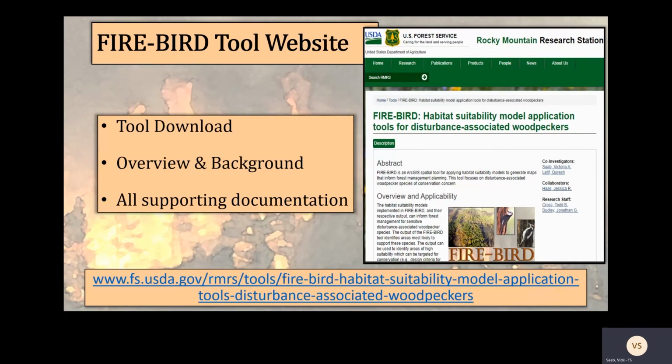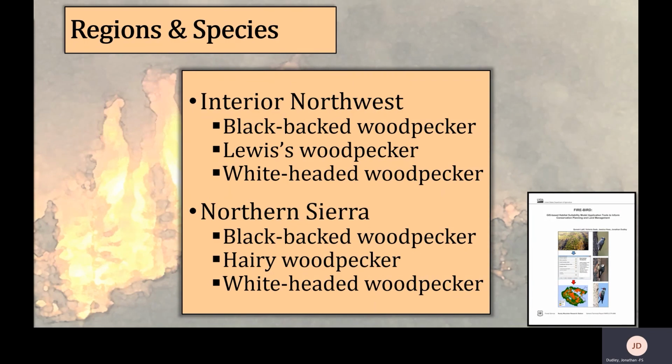You can access the tool software and download all supporting documentation on the RMRS Tools website. And now Jon Dudley will demonstrate using the tool. Thanks, Vicki. As Vicki mentioned, the tools are most applicable to the regions where they were developed. We have multiple regions and species included in the toolbox. For the interior Northwest region, we currently have tools for blackback, Lewis's, and white-headed woodpeckers, and for the northern Sierra region, blackback, hairy, and white-headed woodpeckers.